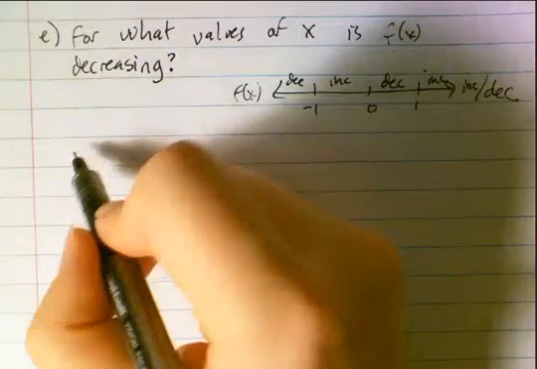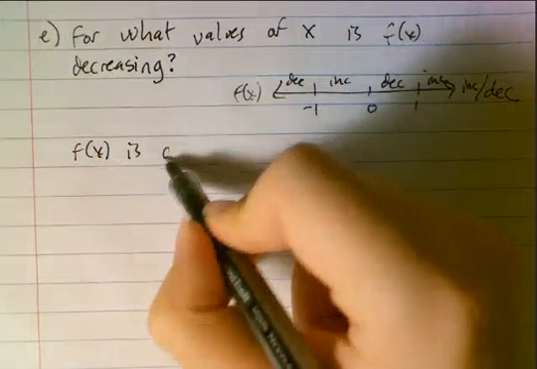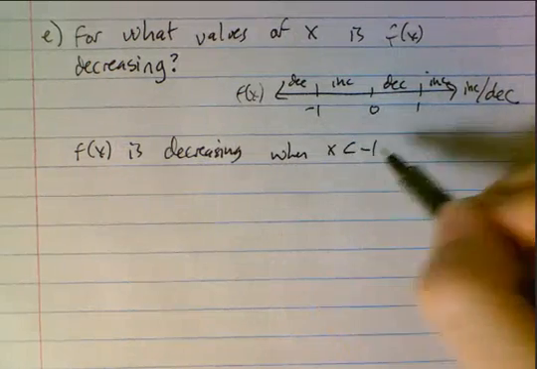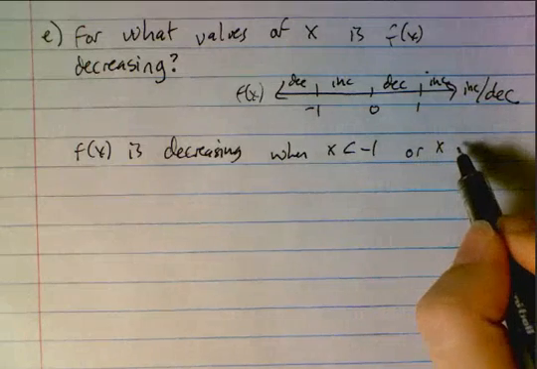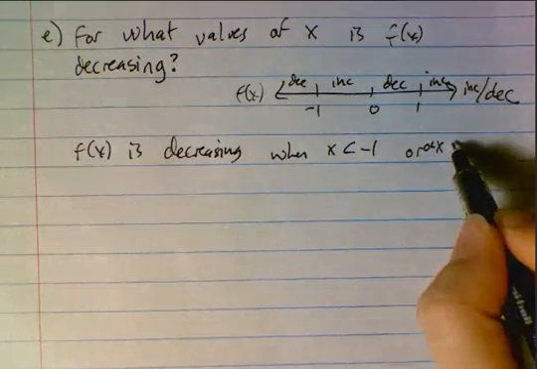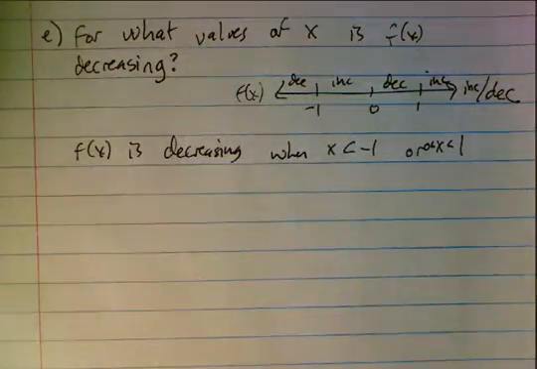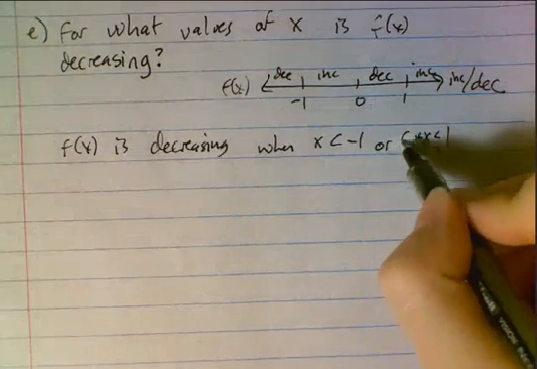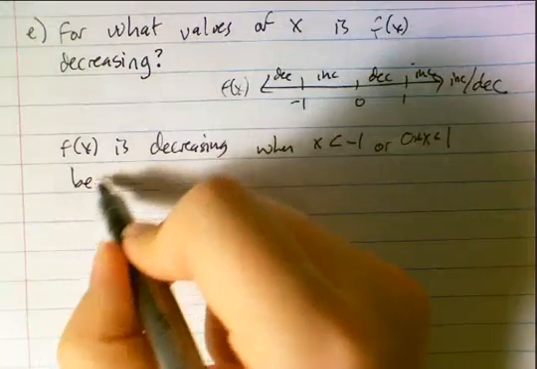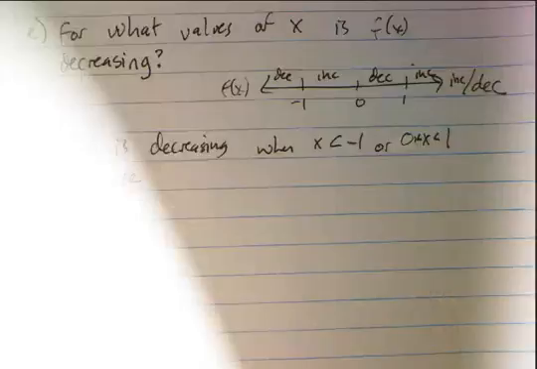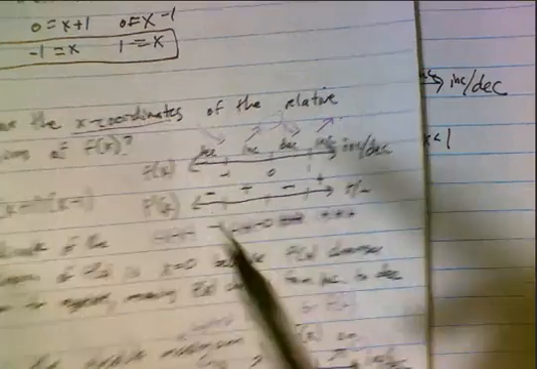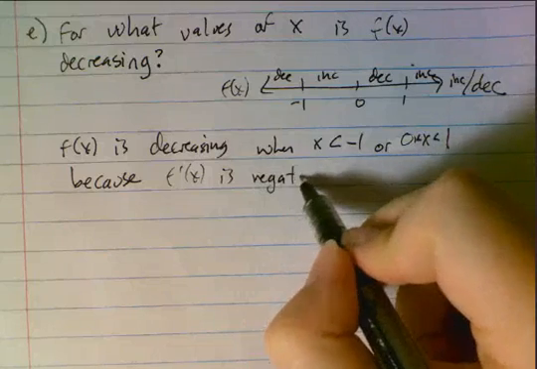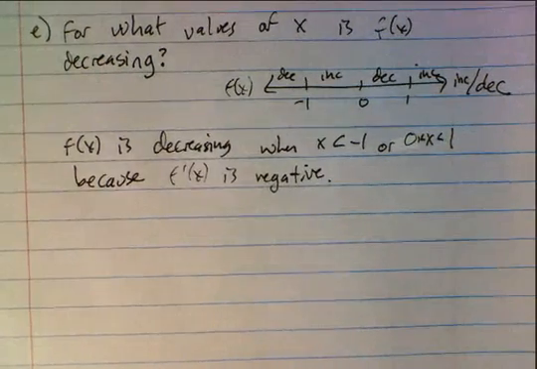And so we can see that f of x is decreasing when x is less than negative 1 or x is between 0 and 1. How we knew that, when we're looking right here, was that f prime of x was negative. And there we go.